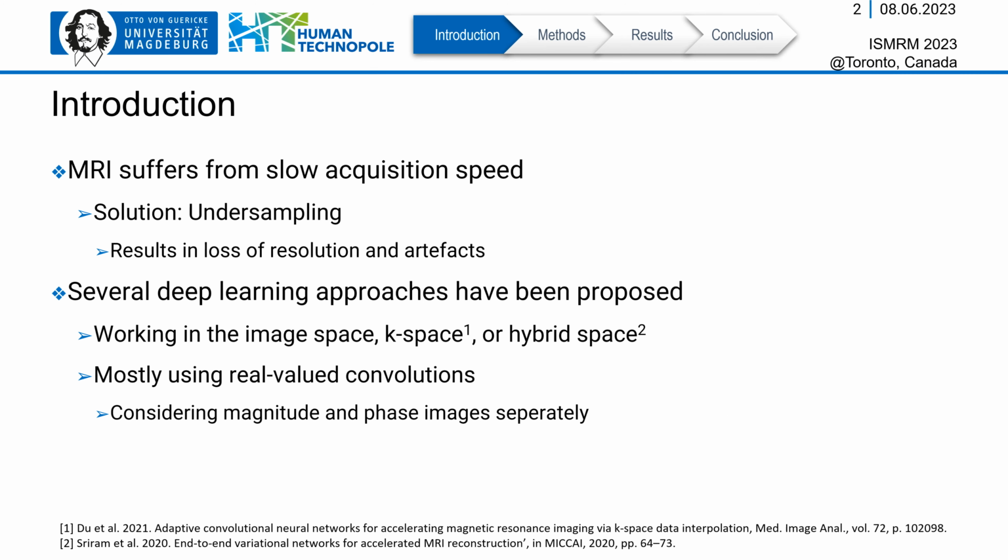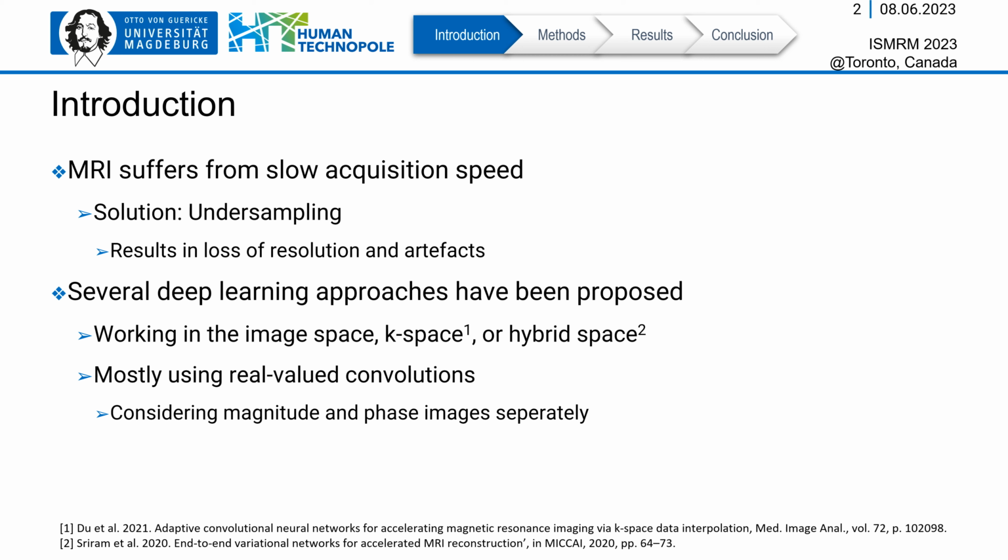Magnetic resonance imaging suffers from slow acquisition speed. The speed of acquisition can be increased using undersampling, but that can result in loss of resolution or might also introduce artifacts. Several deep learning-based approaches have been proposed over the years to improve the image quality of undersampled MRIs, working in the image space, K-space, or in a hybrid space of both image and K-space.